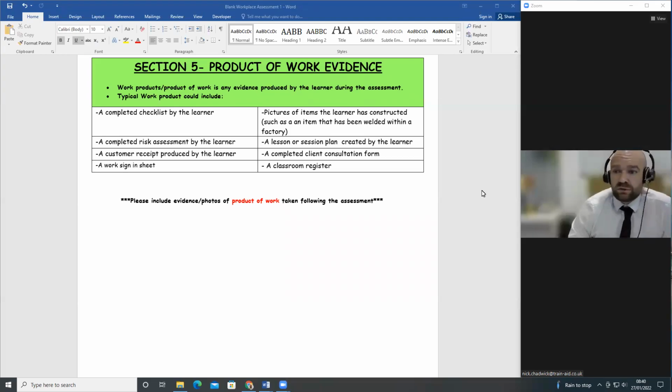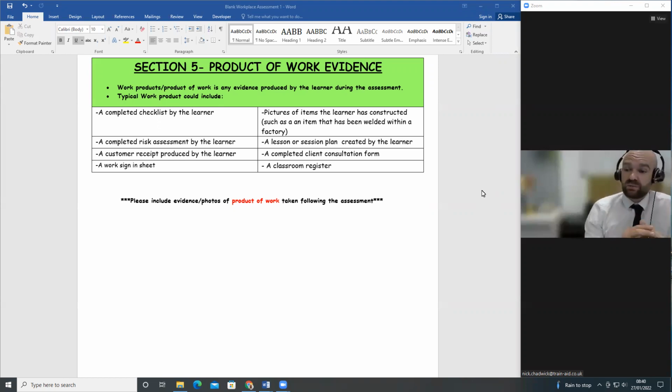For criteria number 5, we are going to be looking at the product of work. Every workplace assessment must have evidence of a product of work, or simply work product. Many people ask us, what does this mean, product of work? Well, it simply means that during a workplace assessment, a product of work is anything that is produced by the learner. So the staff member that you are observing, perhaps, they are going to produce something during that assessment.